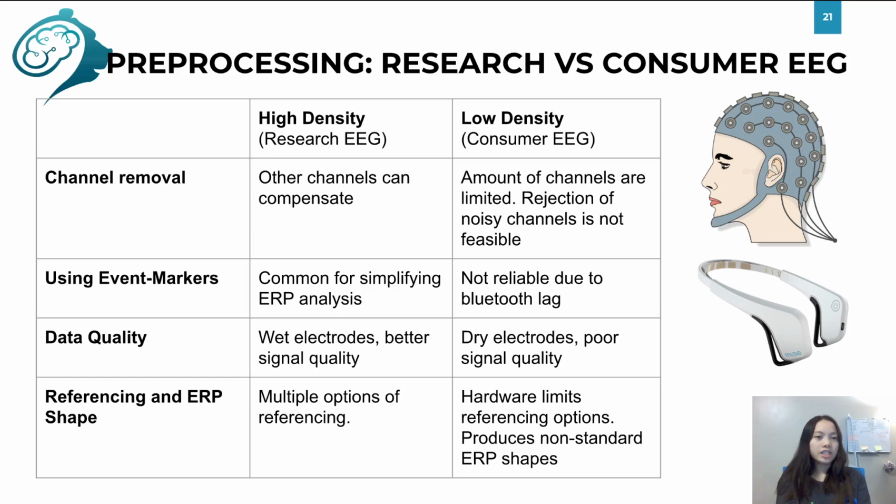The next difference is using event markers. Event markers are a time measurement of when an event is expected to occur in order to simplify ERP analysis.